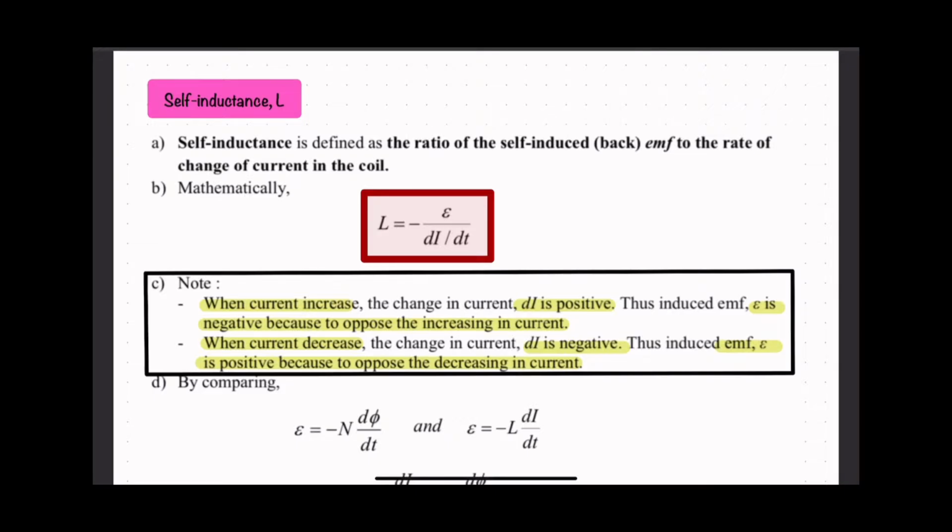Okay, next is self-inductance. Symbol is L. The self-inductance is defined as the ratio of the self-induced, or we call it back EMF, to the rate of change of the current in the coil. So you can rewrite as L is equal to negative induced EMF over di per dt. Okay, so note here, when the current is increased, the change in current di is positive.